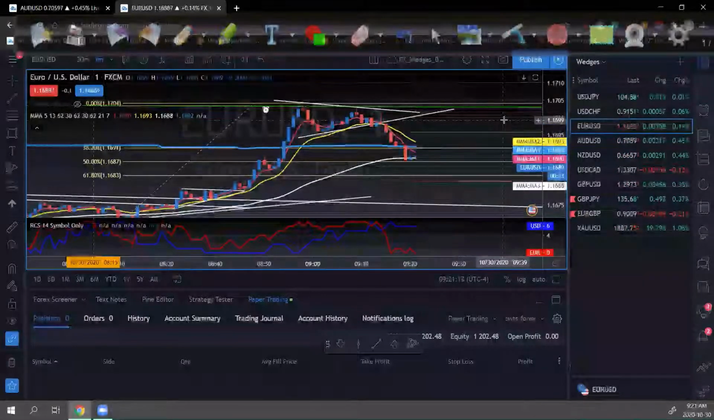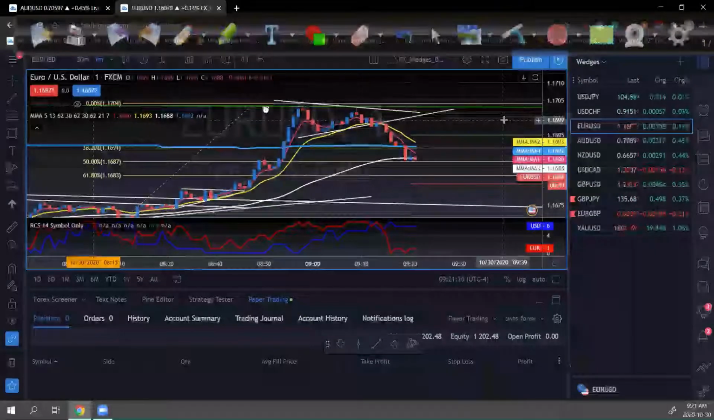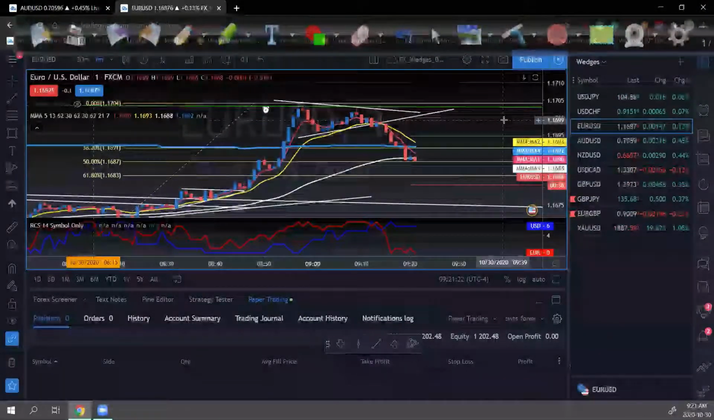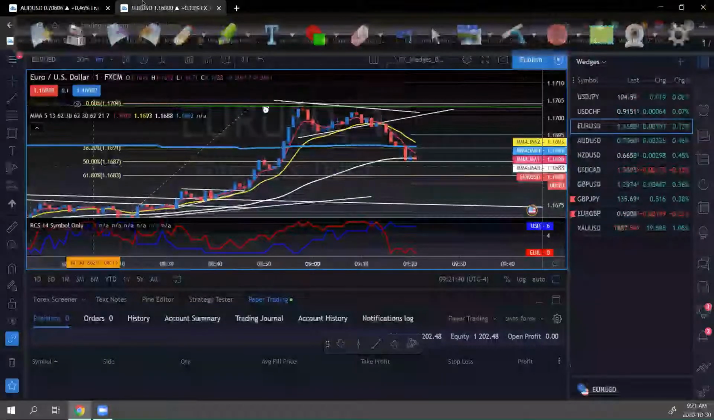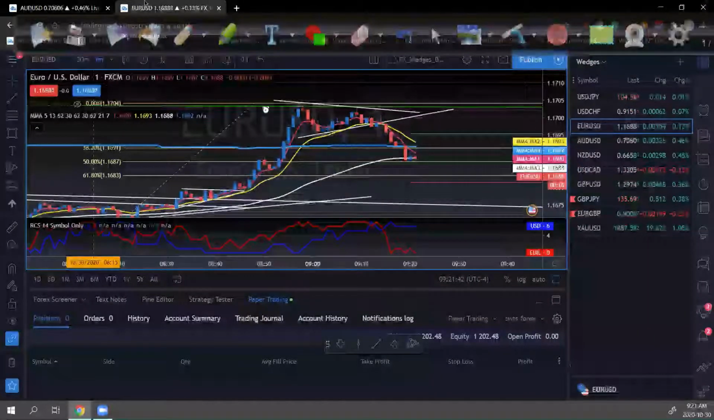So you draw your wedge, you draw the stick, you set that as a target, and you understand that if it goes to the stick, then great. If it doesn't, then you can probably find another exit point, but the stick is going to be bigger than your 10 pip target usually, depending on what size your wedge is.